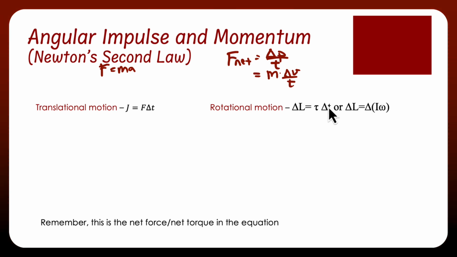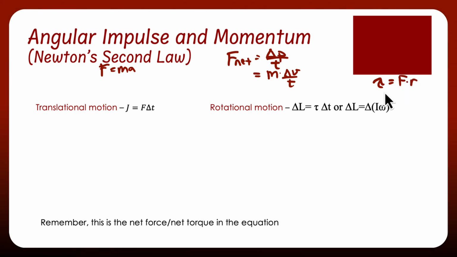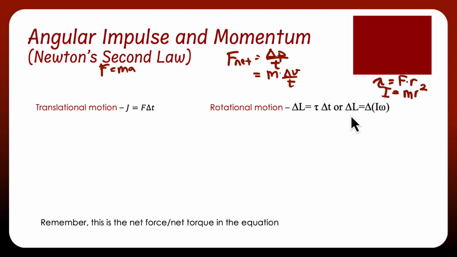I can also use the equations for torque being force times the radius from the center, and the moment of inertia being mr squared. I can combine these as well to be, for a single point source, the change of momentum being I, moment of inertia, times the angular velocity.